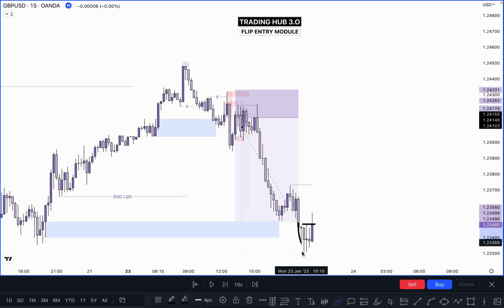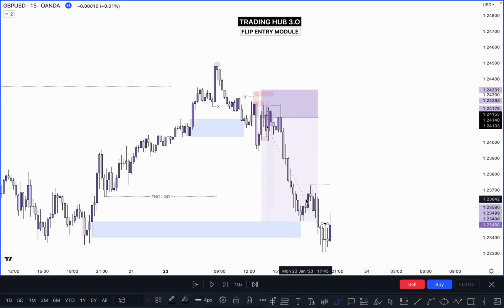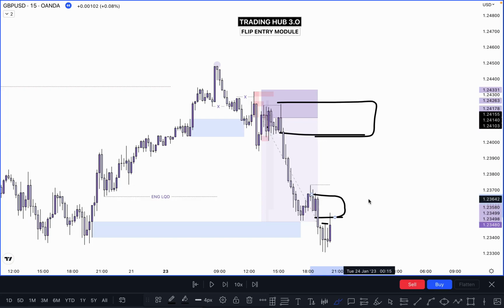Okay, even this is a valid pullback here. But why am I not taking this one? The first reason is this one is a small pullback compared to the first one. And where is our next POI? This one is a high probability because it has taken out the liquidity, correct? And in this case, where is our unmitigated order block, unmitigated POI? This one, correct? But you can play also here for the short term.